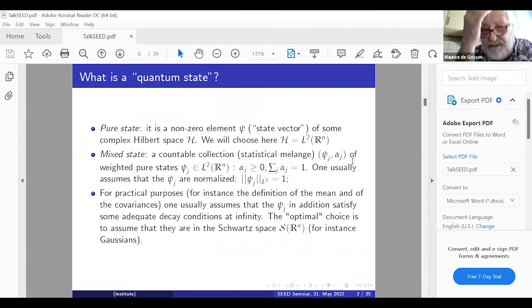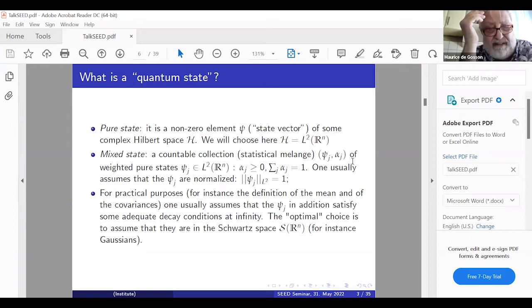For instance, you can assume that they are Gaussians. Of course, you can also consider less extreme cases, but this rapidly leads to functional difficulties of convergence and things like that. I will not talk too much about that. Another optimal choice is to assume that each psi j is in a so-called modulation space. Modulation spaces are functional spaces defined by Hans Feichtinger in the 1980s, but that's another question.